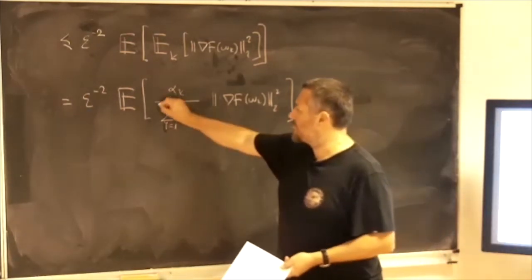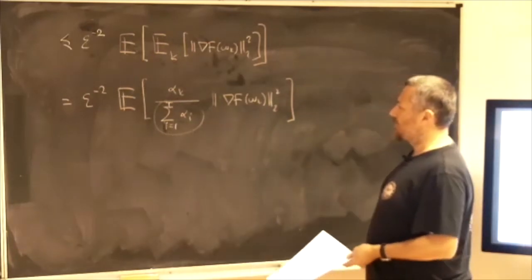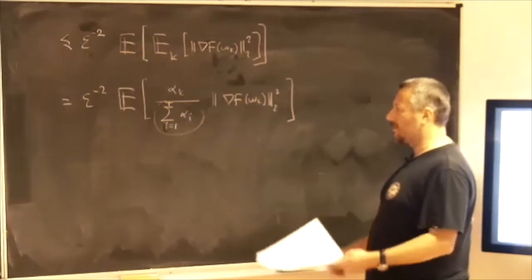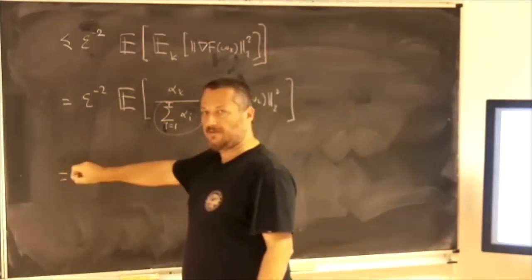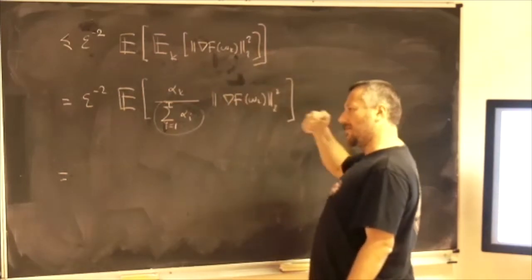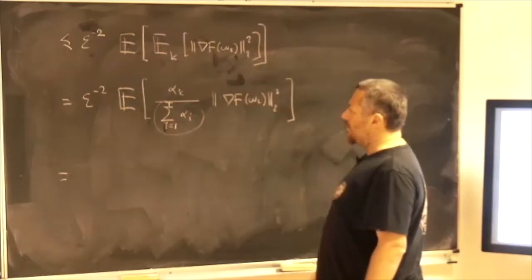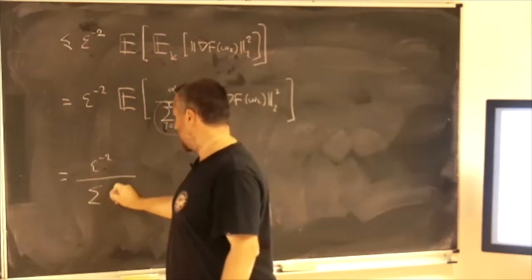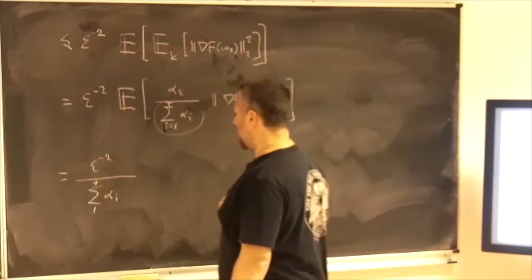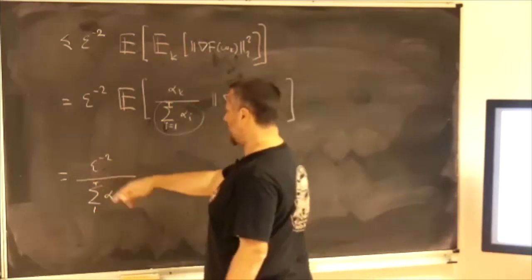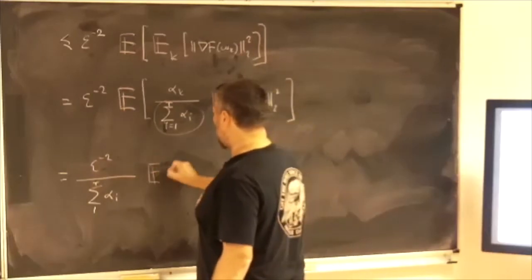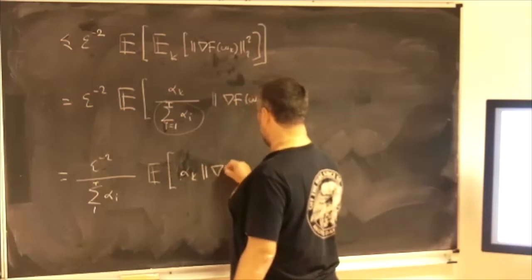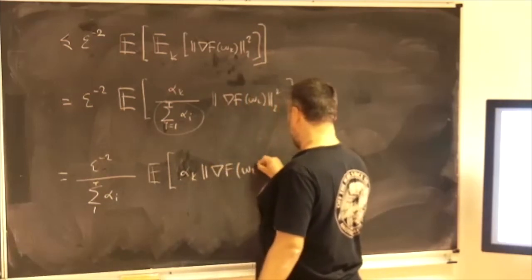So this is the expected value with respect to k. But this is just a constant because I run the method for k steps, then I do this random selection procedure. I can just take it out. This is just a constant. Then the expected value of alpha k times gradient of f.